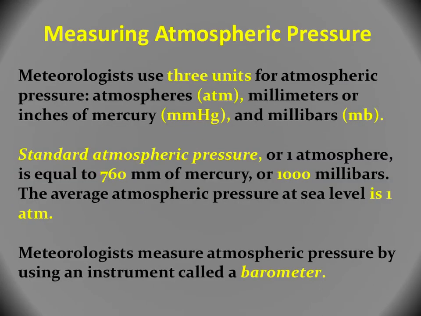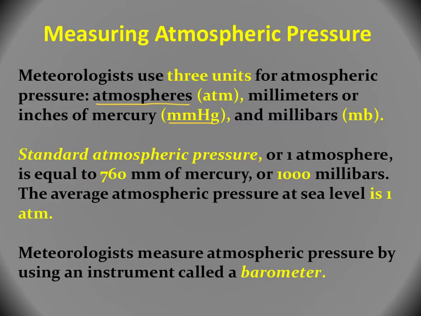So how do we measure atmospheric pressure? Meteorologists use 3 units for measuring atmospheric pressure. The first is just called an atmosphere. It's abbreviated ATM. The second is millimeters or inches of mercury, depending on where you are. We'll explain a little bit more about that in a second, but that's the unit. And the third is millibars.